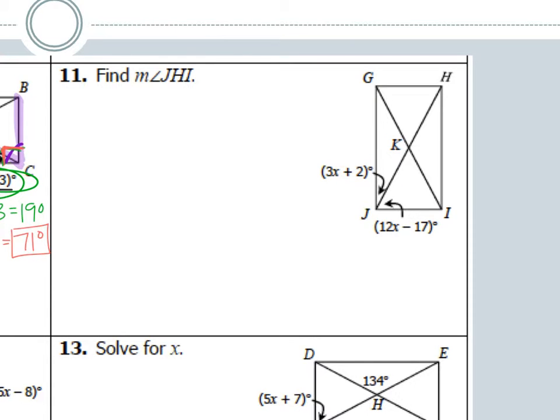Same idea with this one. We're going to take JHI. I'm going to highlight JHI. JHI is this one right here. So I know that this angle right here is the same as this angle right here because of alternate interior angles.